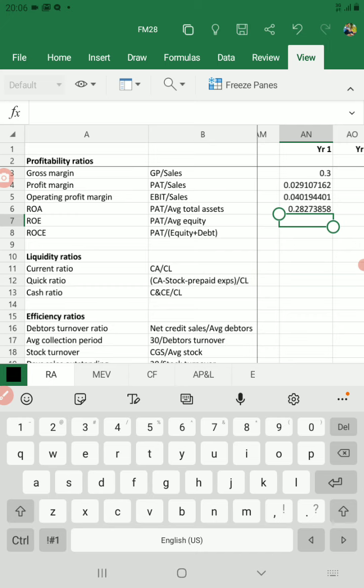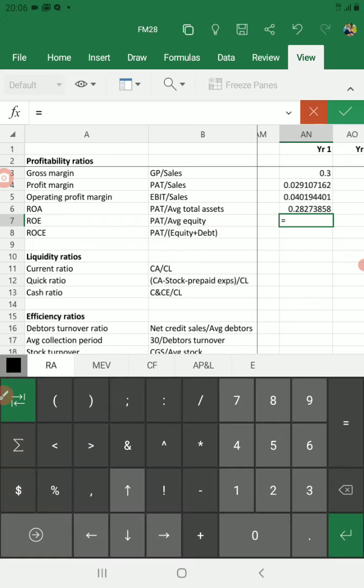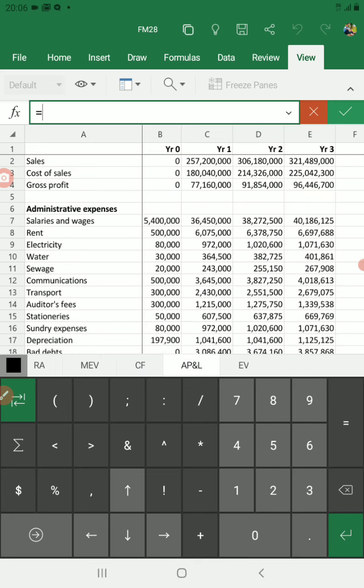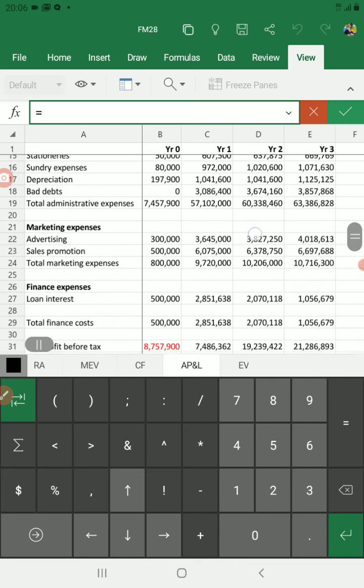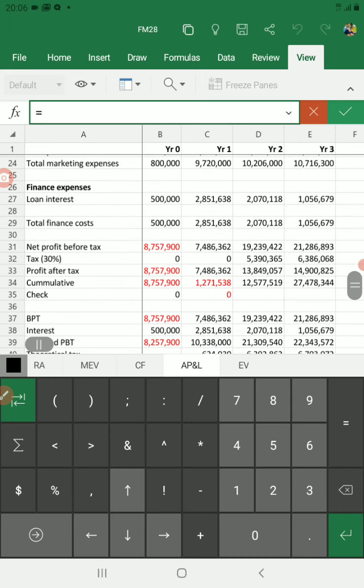part, profit after tax divided by average equity. So I start with an equal sign, go to the annual P&L sheet, profit after tax for year 1, here, profit after tax, divide by average equity.